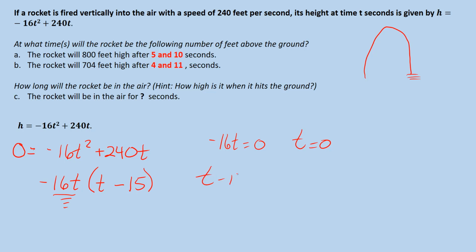We set t minus 15 equal to 0. t is going to equal 15. So the rocket will be in the air for a total of 15 seconds. At 0, that's when it's starting, and we want to know how long it's going to be in the air after it starts, and that's going to be 15 seconds.